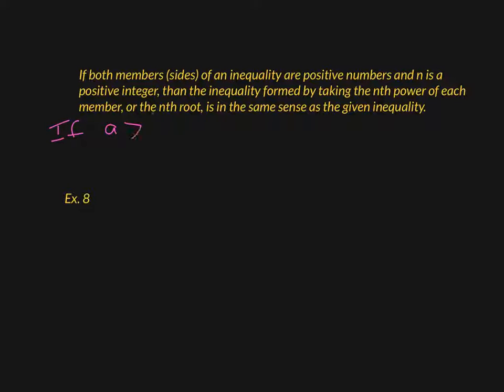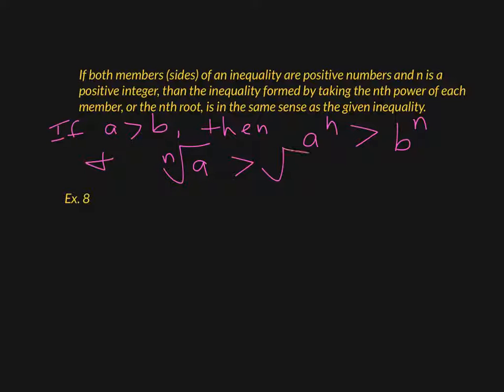Symbolically, what this means is that if A is greater than B, then A to the nth is greater than B to the nth, and the nth root of A is going to be greater than the nth root of B. So basically, if you raise each side to the same power, you keep the same direction. If you take the same root, the nth root, the third root, the square root, whatever, it's going to be the same direction for your inequality.